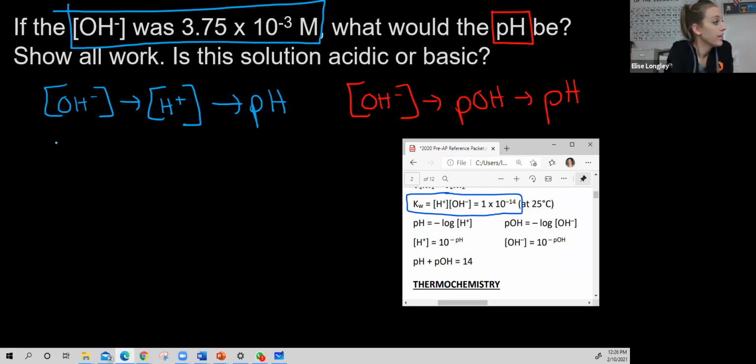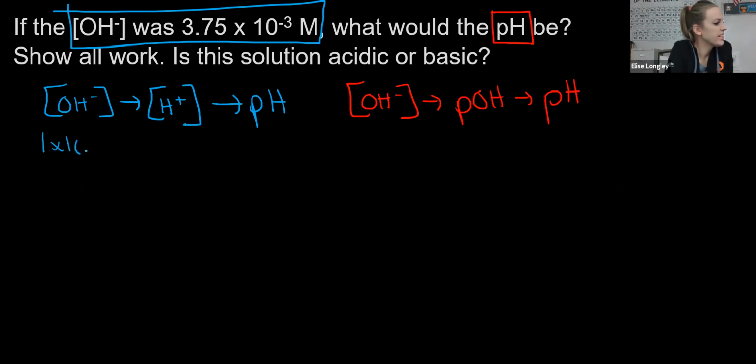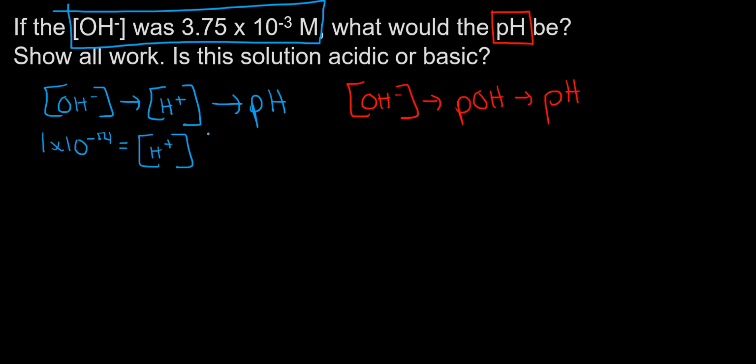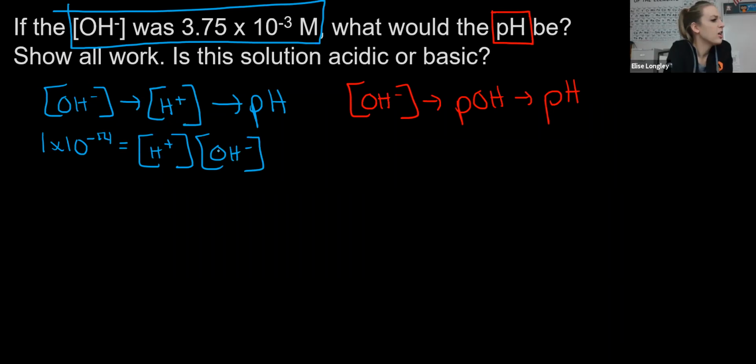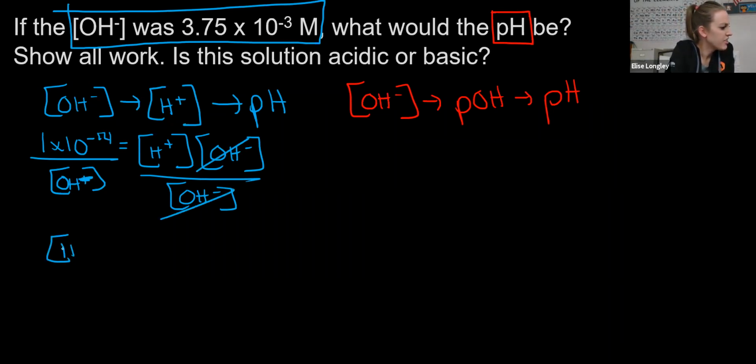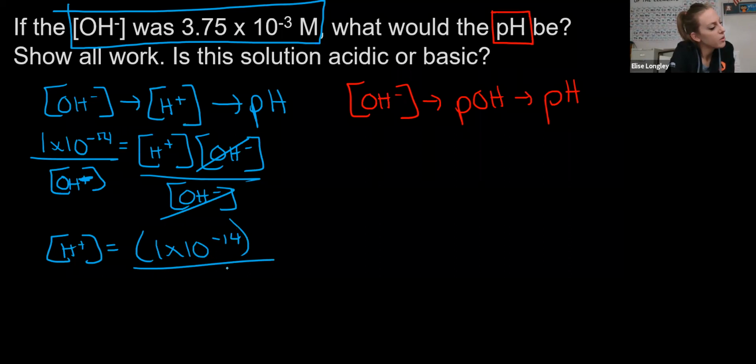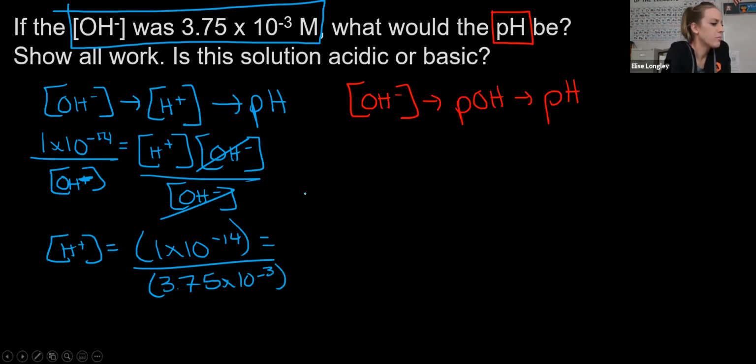So we would start with the fact that we know 1 times 10 to the negative 14 is equal to hydrogen times hydroxide, right? We already know hydroxide, so that's what we're dividing off on both sides. Okay, so these cancel. So I get the hydrogen ion concentration is equal to 1 times 10 to the negative 14 over the 3.75 times 10 to the negative 3. And when I do that, I get a number. What number do you get?